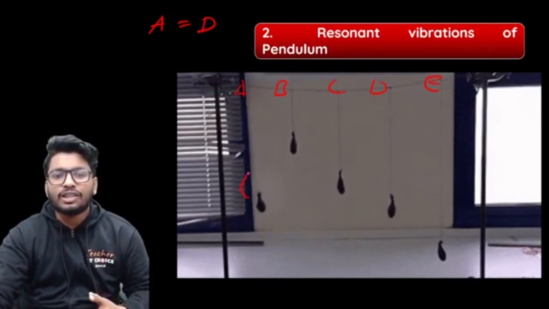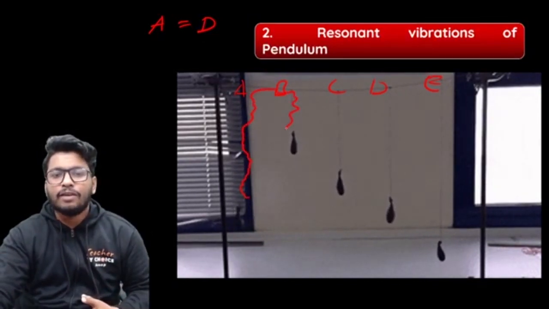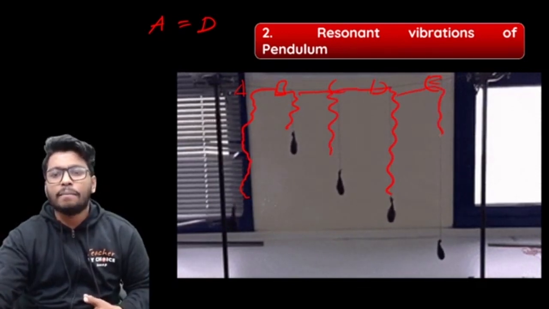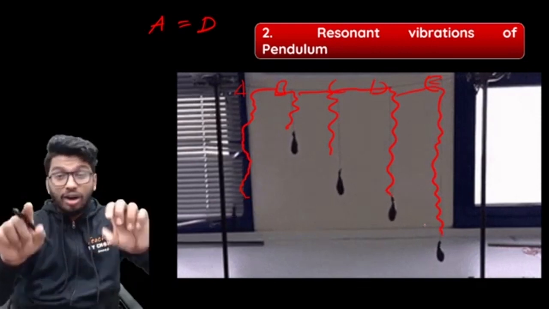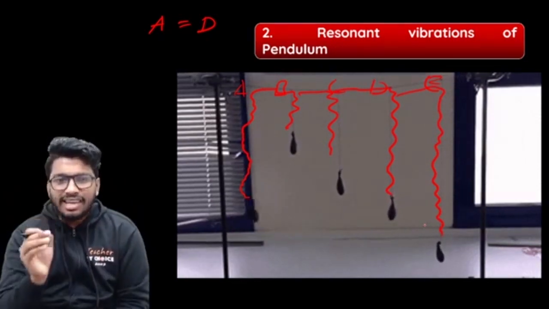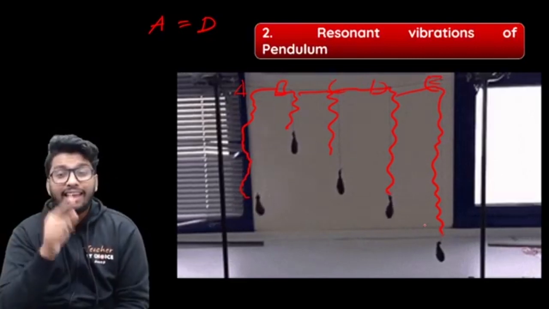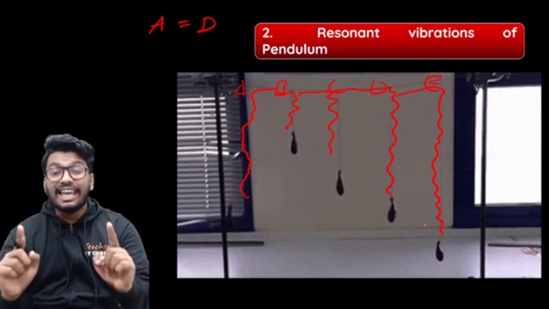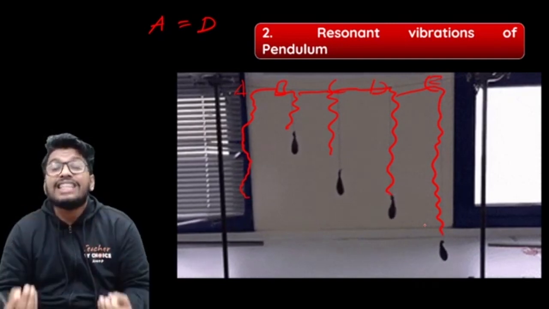The forced vibration would basically pass through the string, would apply a force over here, would apply a force over here, would apply a force over here, will also apply a force on this as well. Now all of them are vibrating, but if you look at the GIF very carefully, you can see after some time A and D will start to oscillate in the same sync.